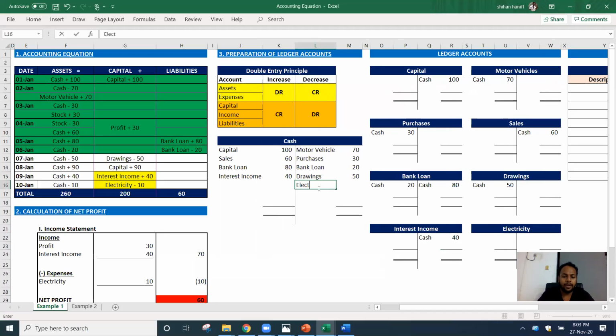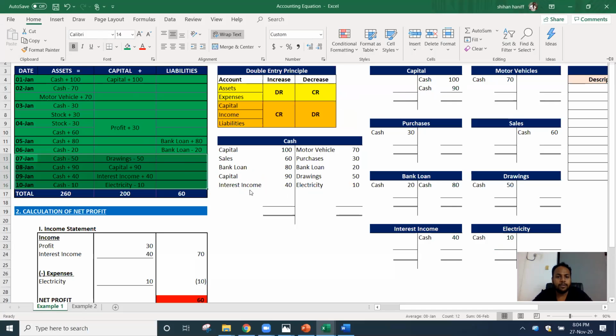Finally, the electricity payment. Electricity 10, and the electricity account will be debit. Oh, sorry. Additional capital. Yes, before that there is an additional capital. Before the interest income, there is an additional capital. So we will record that capital. Cash account debit, capital account again, you have to credit 90. So that completes all the transactions.